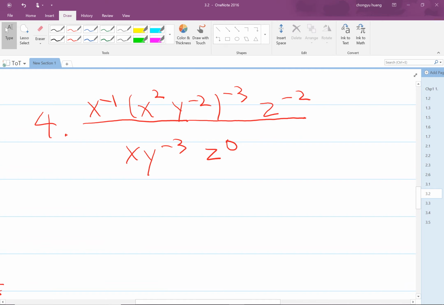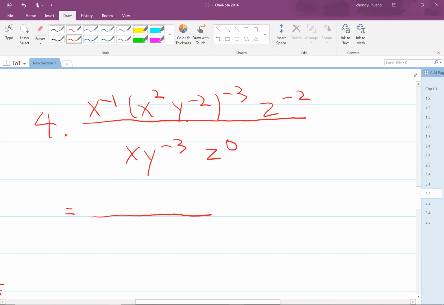For question 4, you see it's a little bit complicated, right? At the numerator we got x to the power negative 1, and then all of those other things. So let me simplify a little bit first, and then we can cancel some terms.